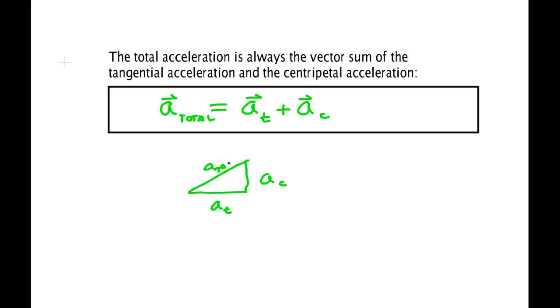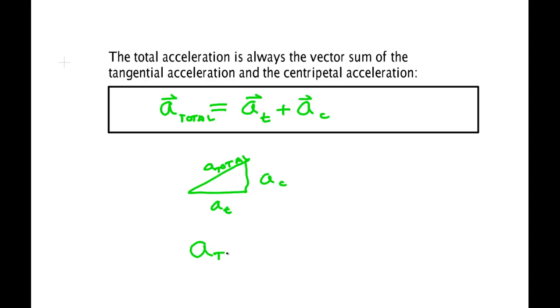The total acceleration in a problem is always the sum of the centripetal and the tangential. So the total is the vector sum of the tangential plus the centripetal. This one depends on alpha r. This one depends on omega squared r. You can find the magnitude. These two are perpendicular. They're going to be like this. That's going to be the total.